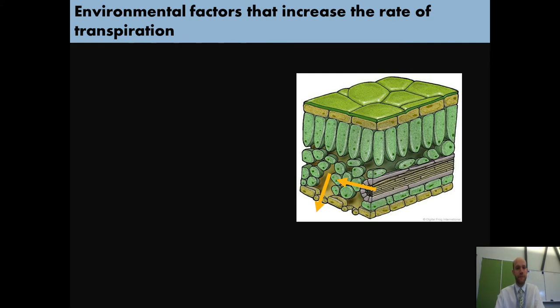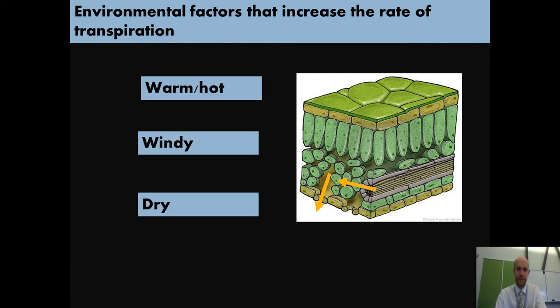Now, there's a lot of environmental factors that can increase, or if they're absent, decrease the rate of transpiration. If it's warm or hot, then evaporation will happen faster. If it's windy, the moist air that evaporates from the leaf will be carried away in the wind, thereby maintaining a steep concentration gradient of water potential between the leaf and the air around it. If the air is very dry, that will also mean that there's a steep concentration gradient, so diffusion will happen quickly.